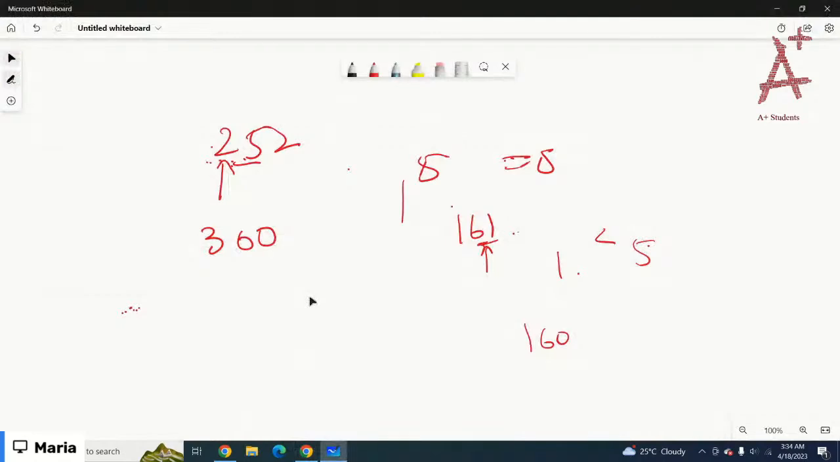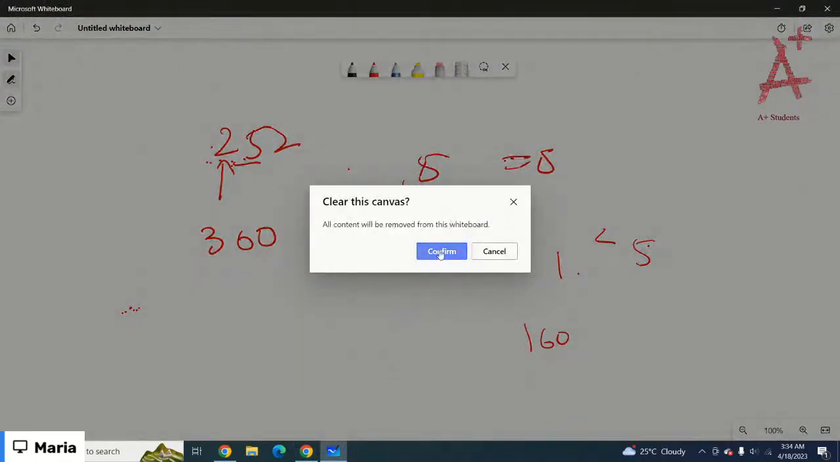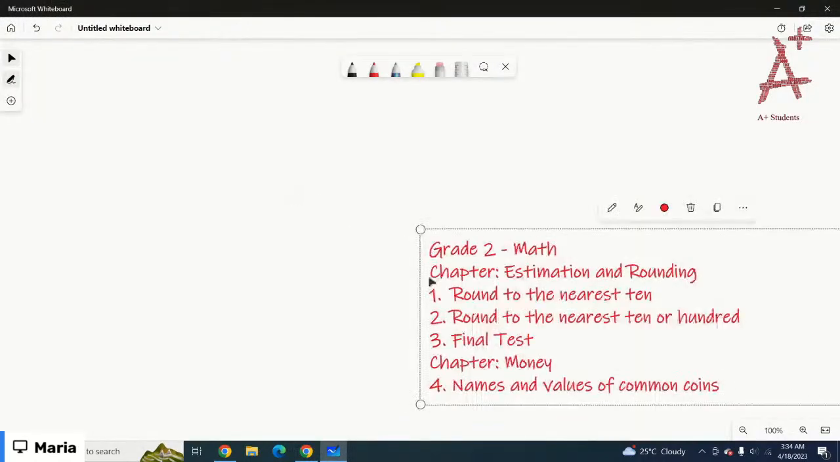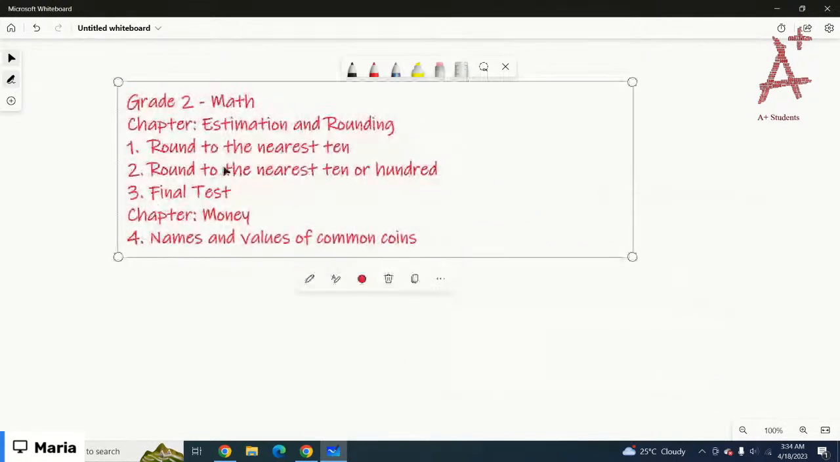Okay, you can complete the test by yourself later today. So, we're working on grade 2 maths. Chapter we're working on is estimation and rounding. Lessons we have covered today are round to the nearest 10, and round to the nearest 10 or 100. We haven't done the final test. Then we started the new chapter money, and the first lesson is names and values of common coins.